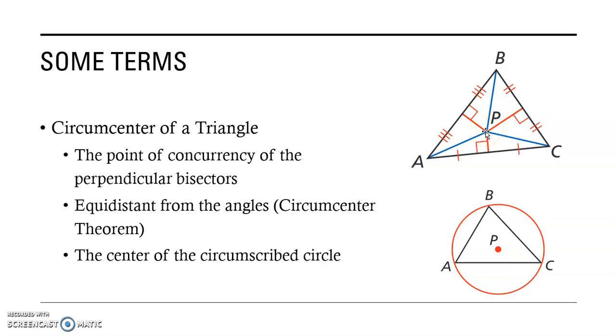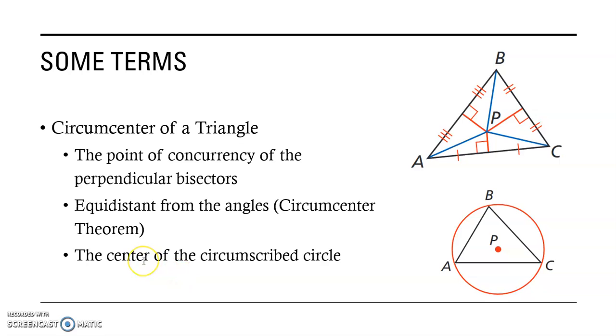Now, remember what we learned about perpendicular bisectors. If something is on the perpendicular bisector, then it's equidistant from the two ends of the segment. And that's what we call the circumcenter theorem. The circumcenter is equidistant from the angles of the triangle. So it's formed by bisecting the sides, so it's equidistant from the angles.